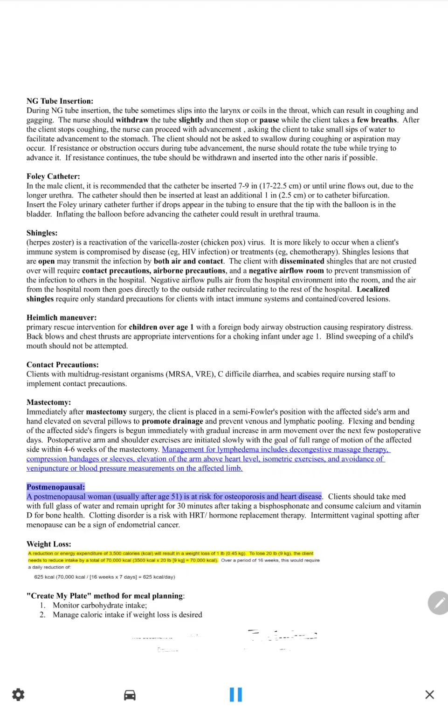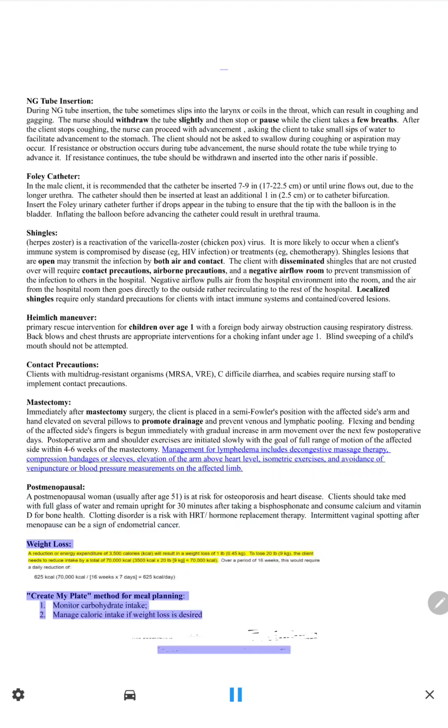Postmenopausal. A postmenopausal woman, usually after age 51, is at risk for osteoporosis and heart disease. Clients should take medication with a full glass of water and remain upright for 30 minutes after taking a bisphosphonate, and consume calcium and vitamin D for bone health. Clotting disorder is a risk with HRT, hormone replacement therapy. Intermittent vaginal spotting after menopause can be a sign of endometrial cancer.